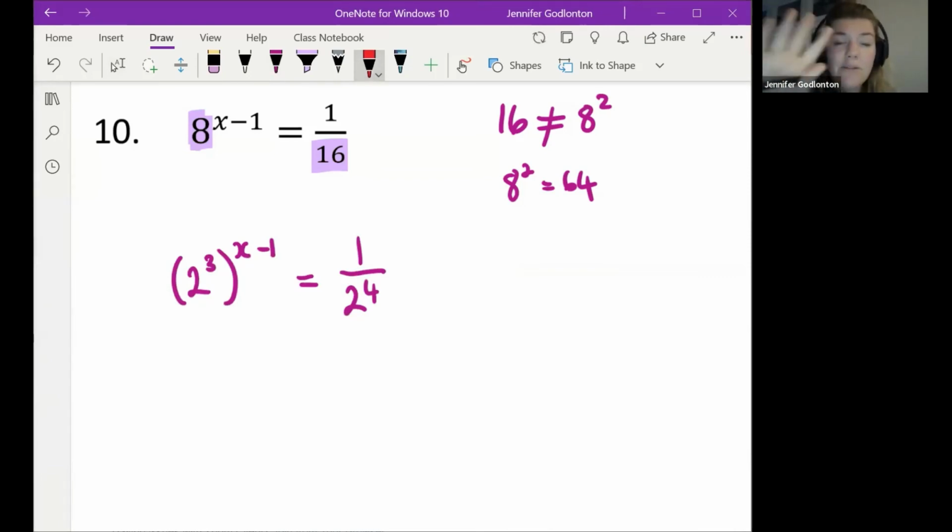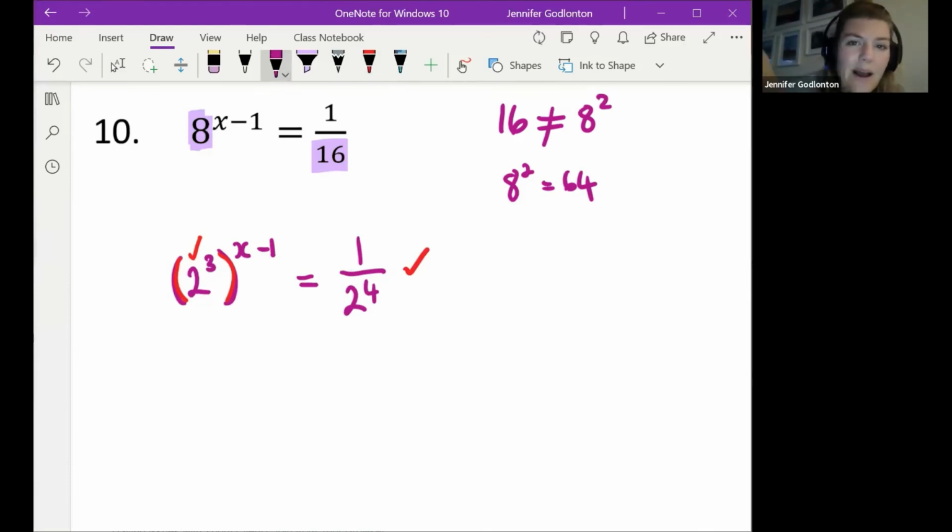Okay, so I'm going to give you guys 2 marks there. If you wrote that 2 cubed and you have the brackets and you wrote this as 1 over 2 to the power of 4 or any variation of that. So if you wrote it as 16 to the power of negative 1, give yourself a mark. Okay.